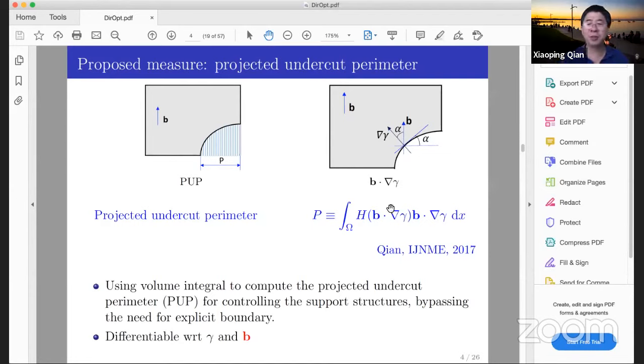We proposed this formulation in 2017. And as you can see, this PUP measure is differentiable with respect to density gamma, as well as build orientation B. What we're going to show here is how we can exploit this formulation's differentiability with respect to B.